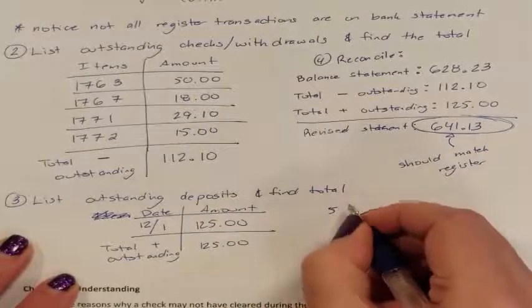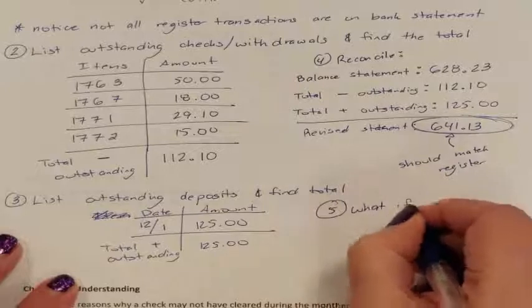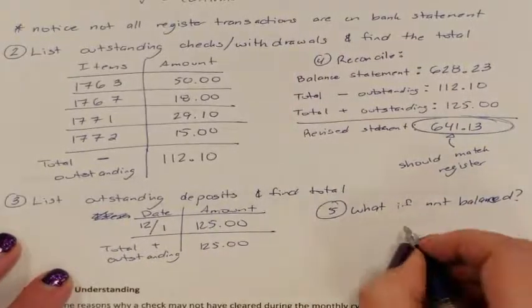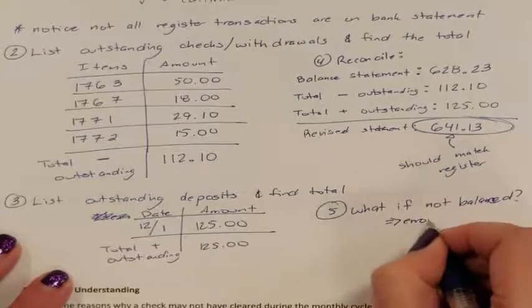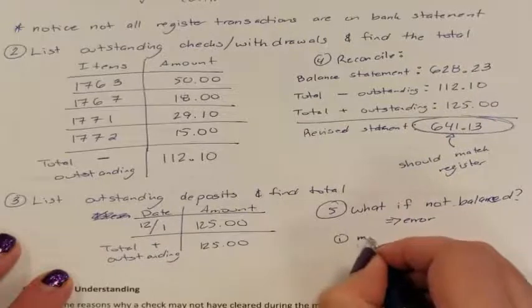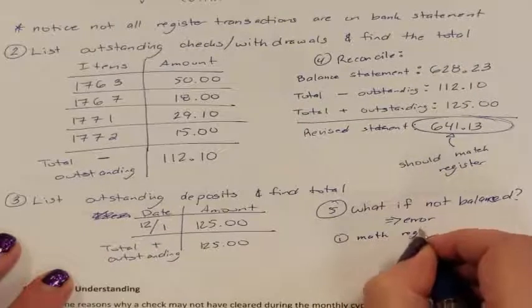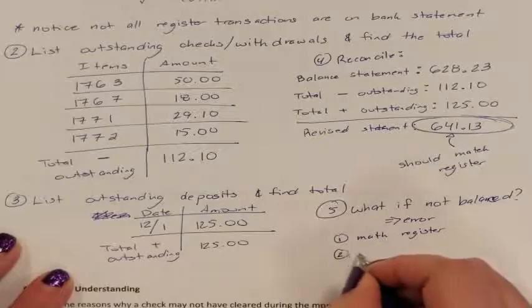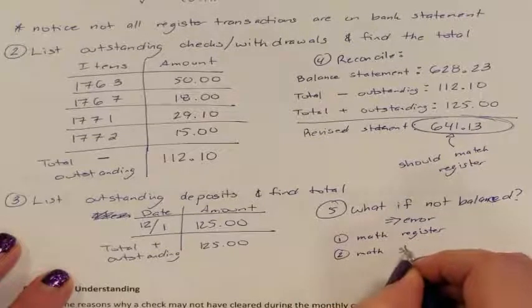Now, what if it was not balanced? That means you have an error somewhere. So you need to figure out the error. You need to check the math in the register in your actual document. Check the math in the register. You need to check the math on the bank statement.